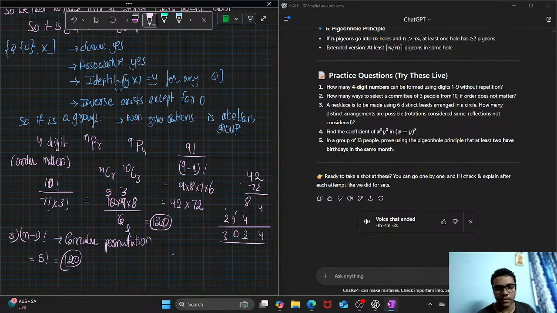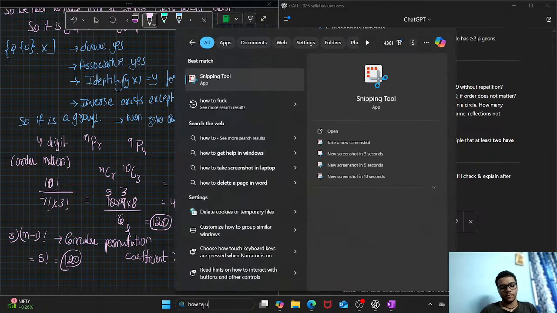Find the coefficient of x power 5, y power 3, in (x plus y) whole power 8. Coefficient. How to find the coefficient?